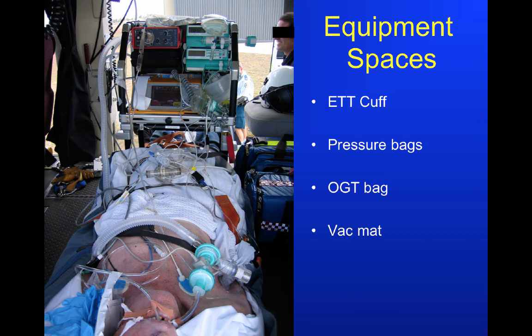Other important points to note: pressure bags will become firmer, vacuum mattresses will become softer, and drainage bags, such as those connected to the orogastric tube, will also become fuller. And if not watched closely, they have occasionally been seen to explode or leak. Not a good look for the inside of your aircraft.